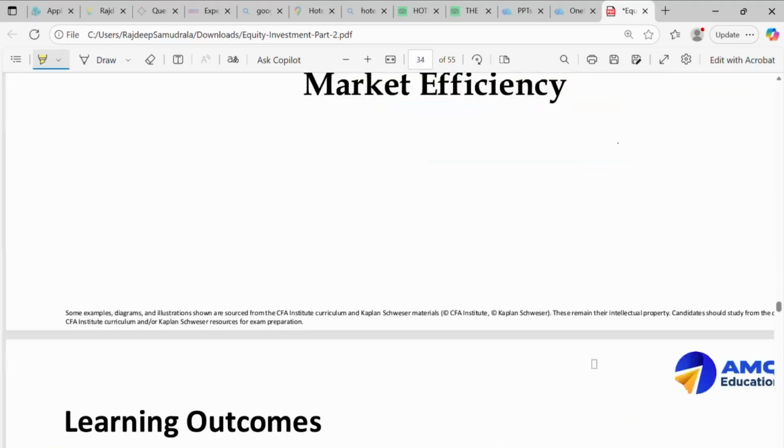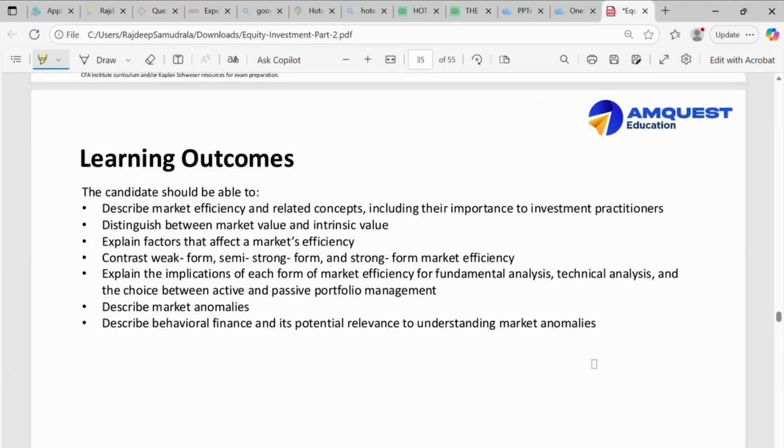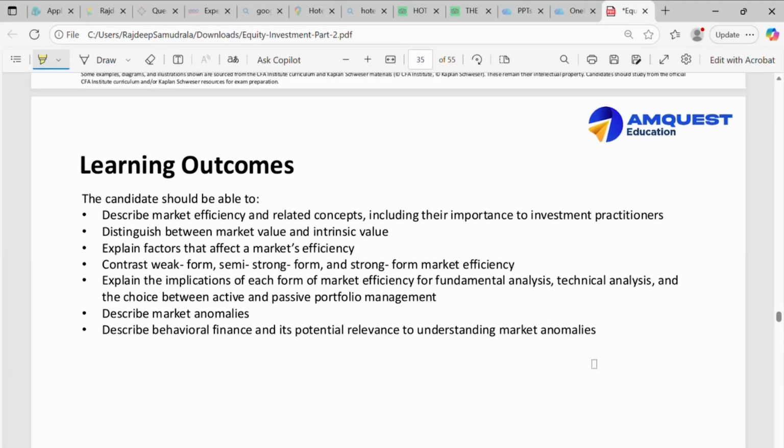Now, always when you finish reading something, guys, please ensure you go back to your learning outcomes, which are there on the first page of every chapter in your Schweser manual. Please read that carefully, and then based on that, you can be sure that you have learned everything from the discussion.